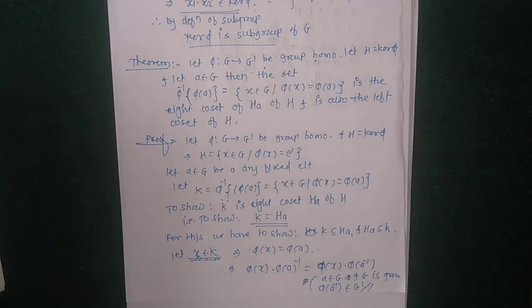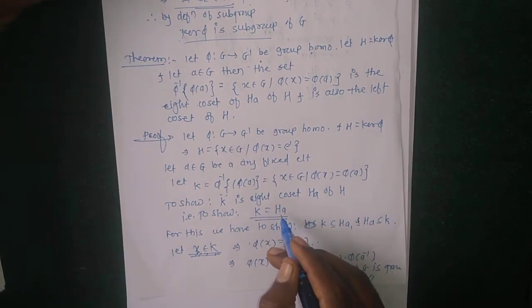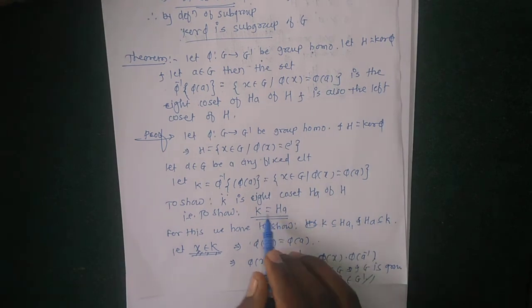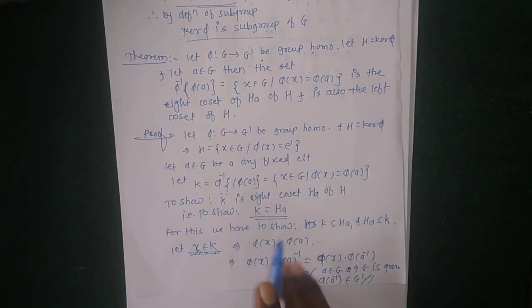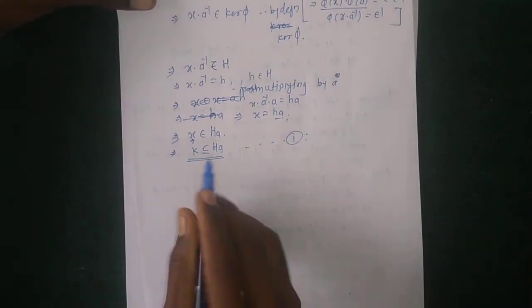Choose any one element of HA, and then show that this element belongs to K. Okay, choosing any one element from HA, and then to show that this element belongs to K. Okay, so here this is equation number 1.